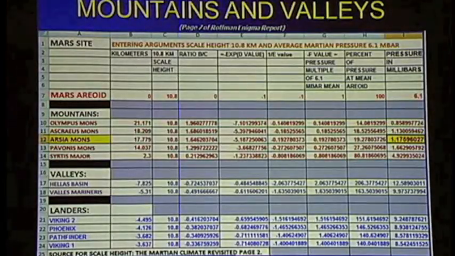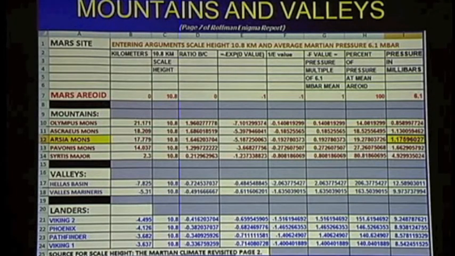Okay, the chart here, it's on your handout. Slide 18, page 7. It's also on page 7 of the report. The report is on your right-hand side, I think, on your handout. The left-hand side here are the locations on Mars. The right-hand side are the pressures in millibars.